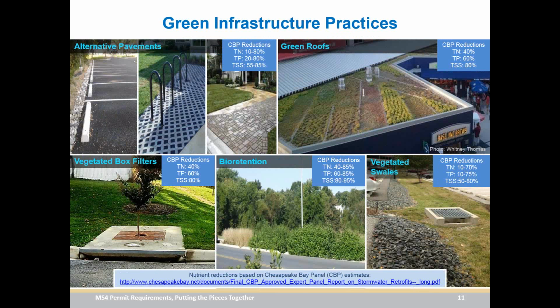Some other urban practices that can be used are alternative pavements, permeable, pervious, porous pavements, green roofs, bioretention. The list goes on, but in general, these infrastructure practices use a combination of infiltration and uptake to provide nutrient reductions, and they're generally a lot higher than some of the ponds that you would have seen in past decades.